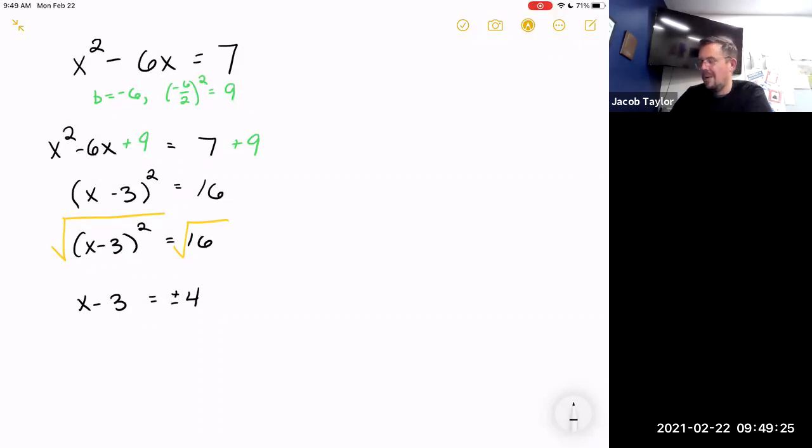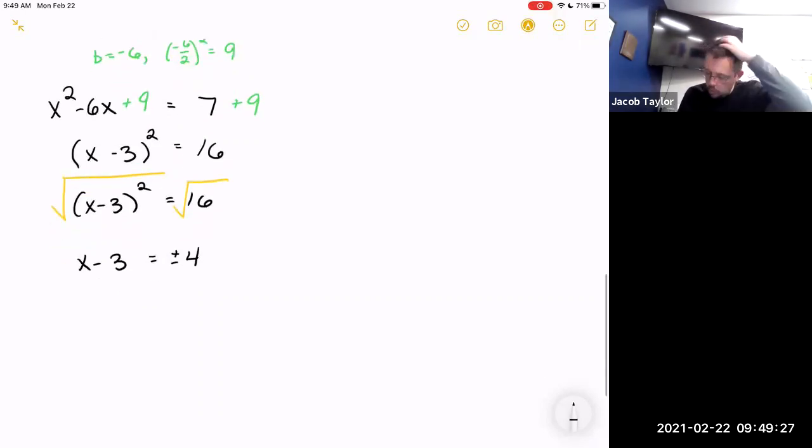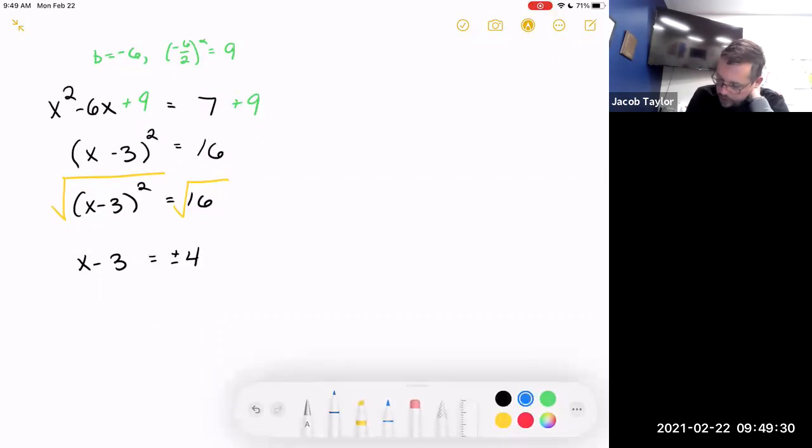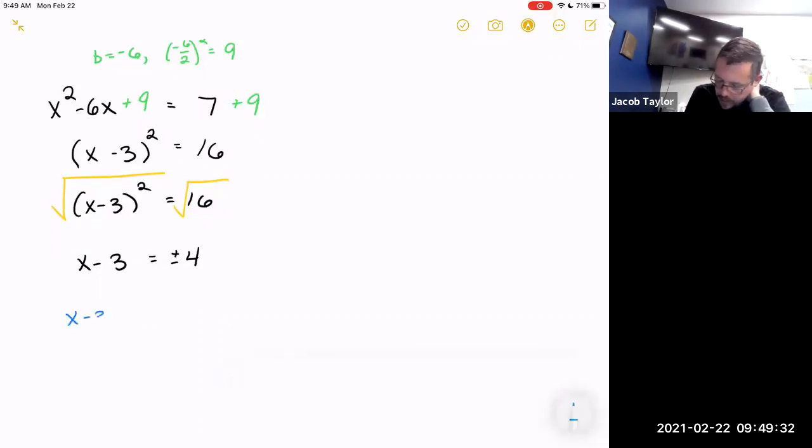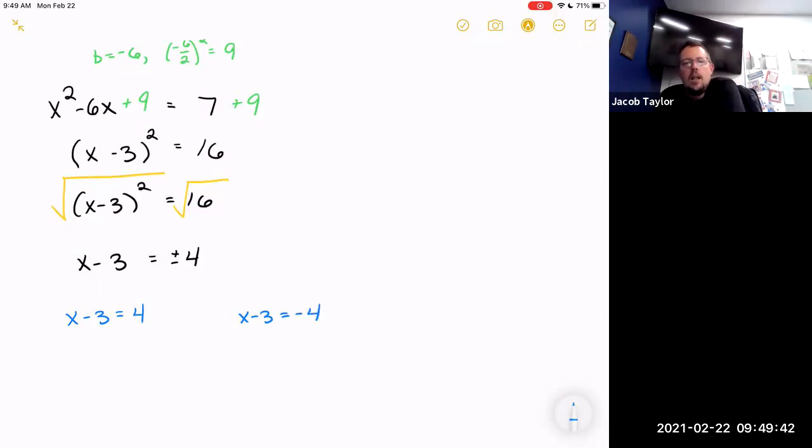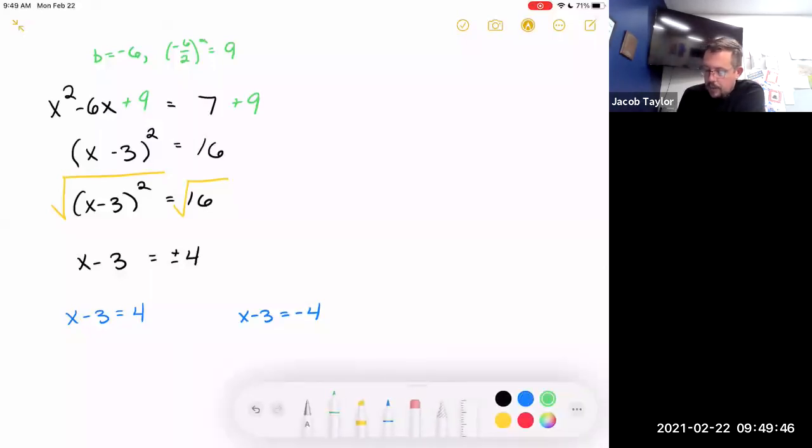Okay, so now we're actually home free. We're gonna solve our two equations. One of them is going to be x minus 3 equals +4, and the other will be x minus 3 equals -4. These are, of course, going to give me two different answers, but they're solved in the same way, which is adding 3 to both sides.